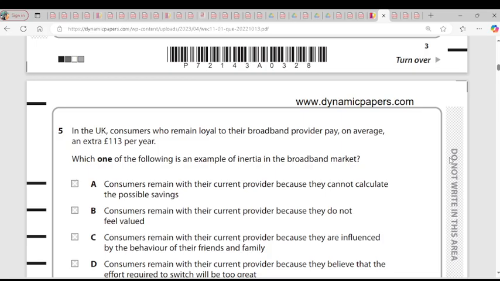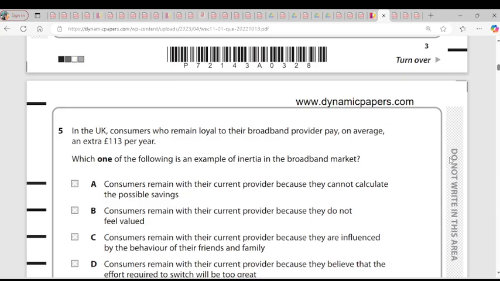They said, in the UK, consumers who remain loyal to their broadband provider pay on average an extra £113 per year. So if you are paying extra, it simply means you are irrational. Okay. Which one of the following is an example of inertia in the broadband market? For inertia, it happens when you feel lazy to switch or to make a decision. So inertia occurs when consumers feel lazy to switch from one product or service to another. As a result, they make irrational decisions. They don't want to change.